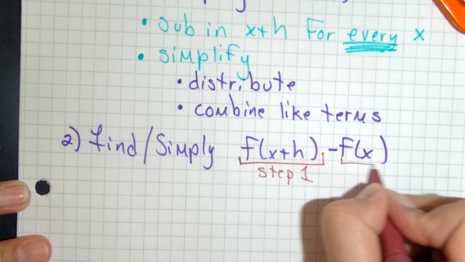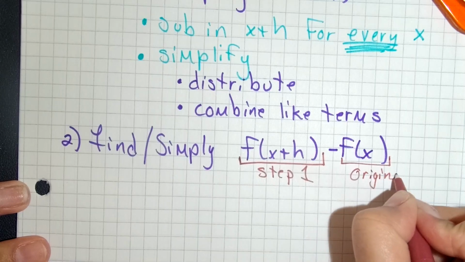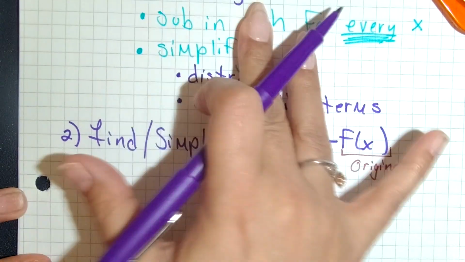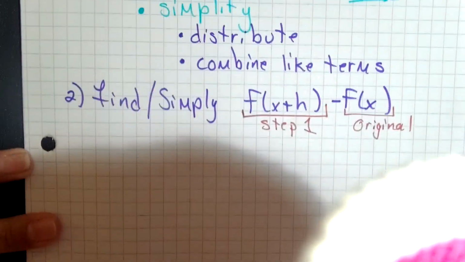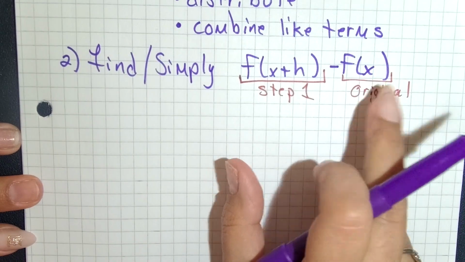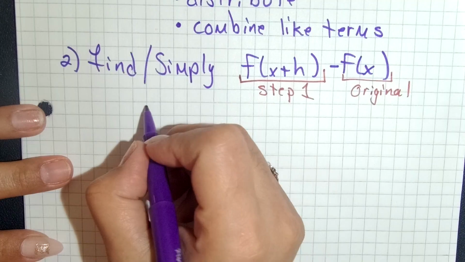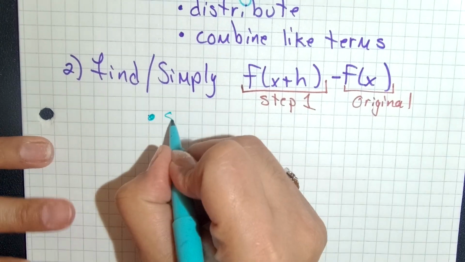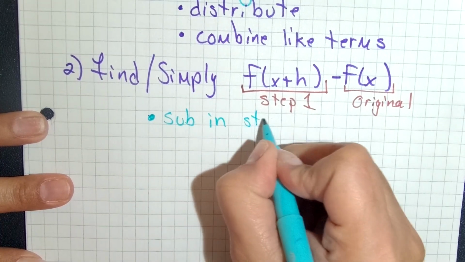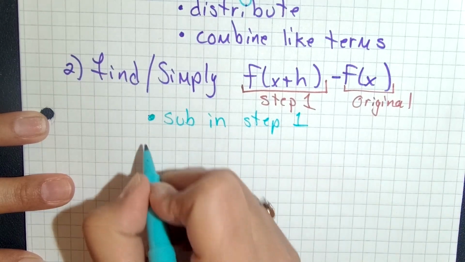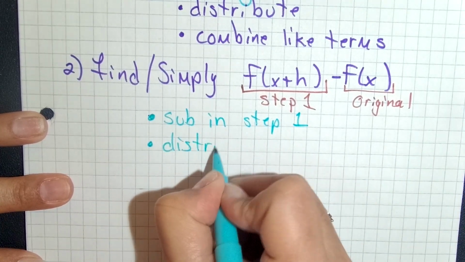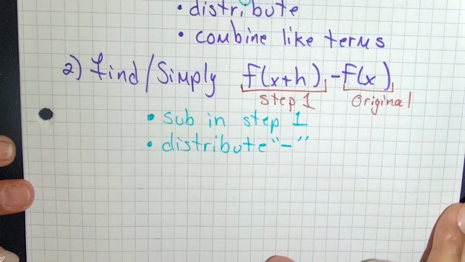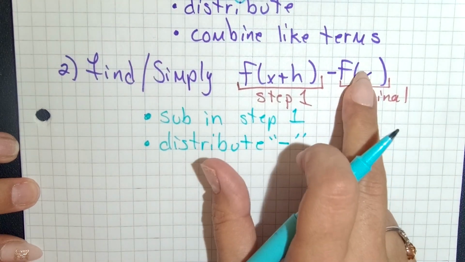Minus the original function. That's going to be your original function. Does everybody have this top part down? Okay, I'll go down. This is your original function, which means that after you have substituted in the x plus h, so you're going to sub in step 1, you're going to need to distribute the negative sign. You'll see what I mean in a minute. So you're going to need to distribute the negative sign.